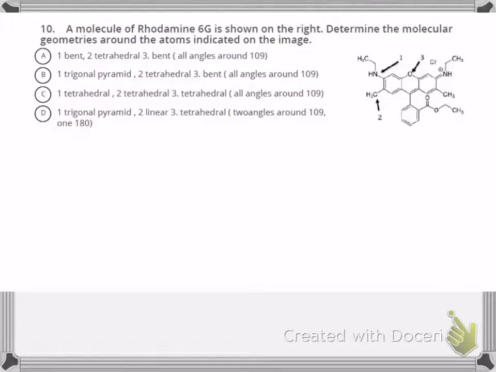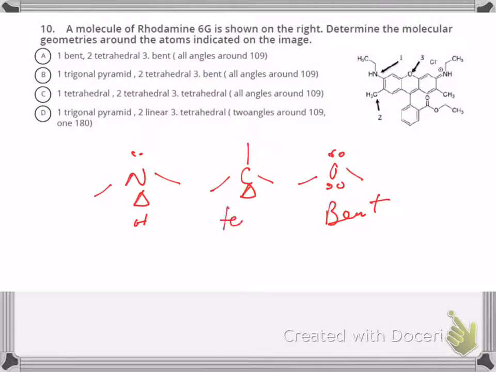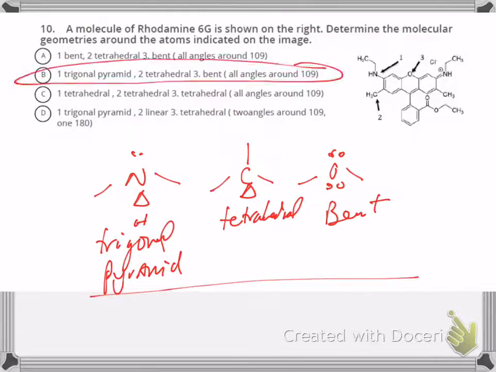Okay, so here's a molecule, and we're asked to determine the molecular geometries at points 1, 2, and 3. Looking at these, we see a nitrogen with a lone pair, carbon, and oxygen with 2 pairs. So we have trigonal pyramid, tetrahedral, and bent. All of these represent the electronic geometry of tetrahedral, meaning 109 degrees, but because of the lone pairs, some of the angles might be slightly lower than 109. So we would pick B.